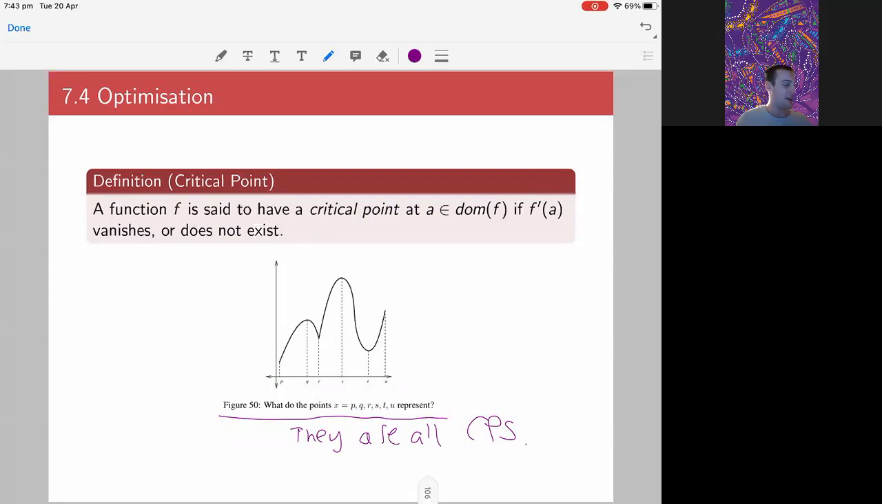So maybe I'll get some input from the chat here. Let's go through this one at a time. Let's start with a tricky one. Why is P a critical point? P and U are probably the trickiest of all of them. Why is P a critical point?